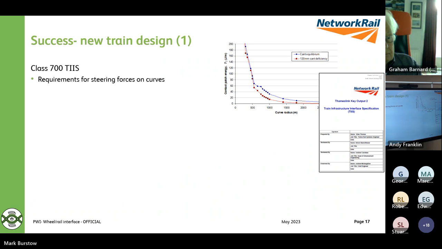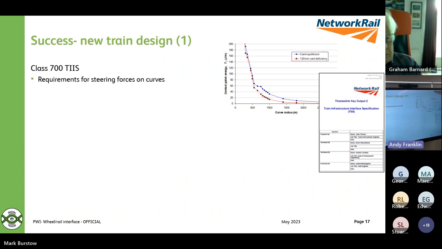We've also been trying to influence new train design. An example of this is the Class 700, the Thameslink fleet. We wrote a train infrastructure interface specification, TIIS, which was basically Network Rail's view of what the train needed to look like to be compatible with its infrastructure. It had lots in it about gauging, electrical capability and EMC. But it also had a section about the wheel rail interface. And what we did was to put in a requirement.